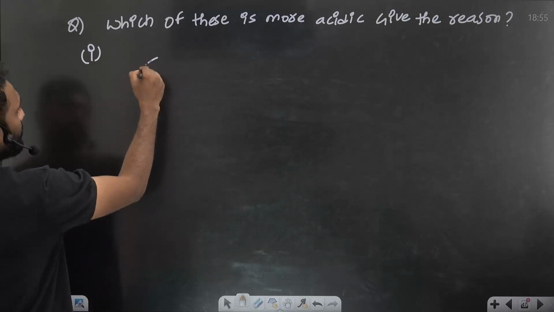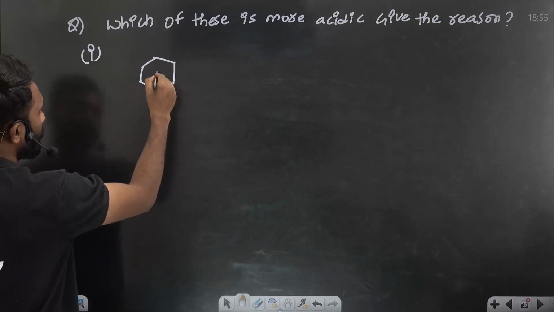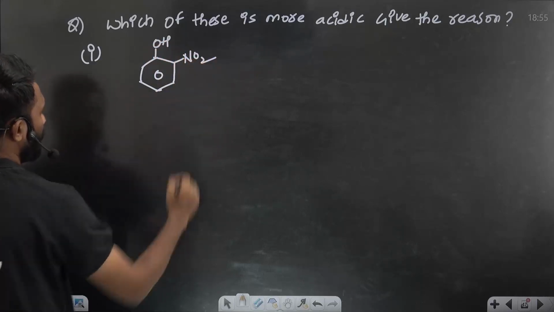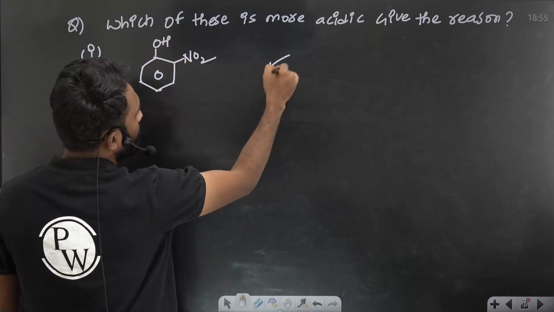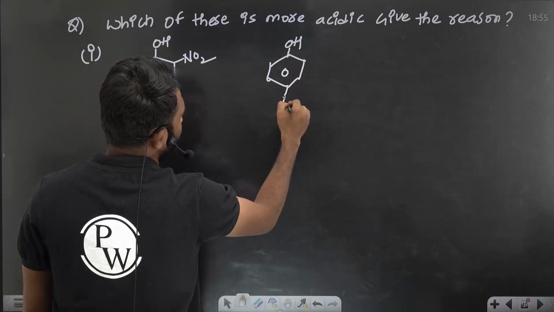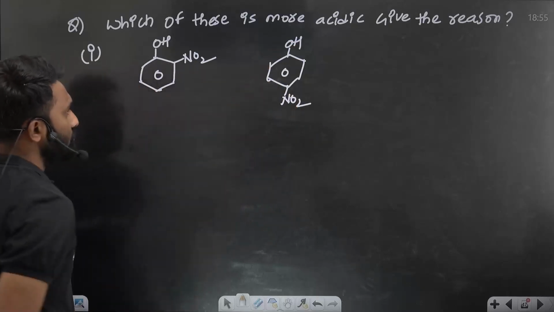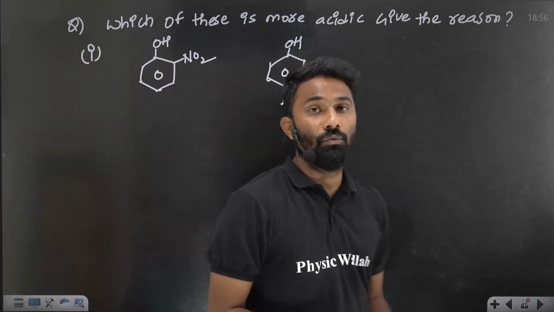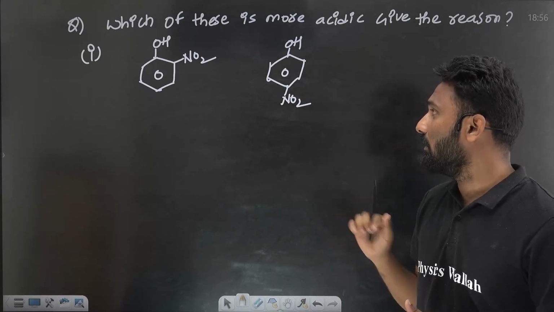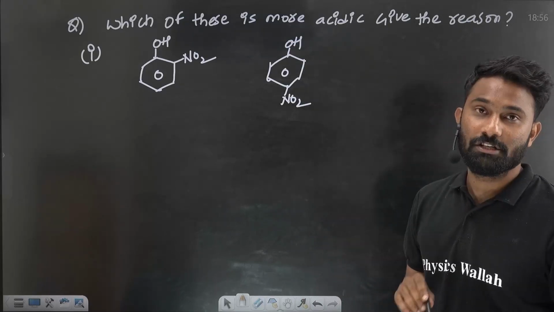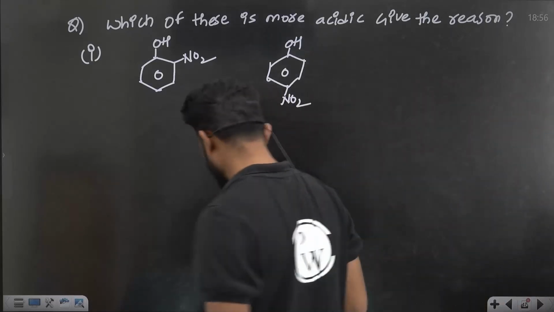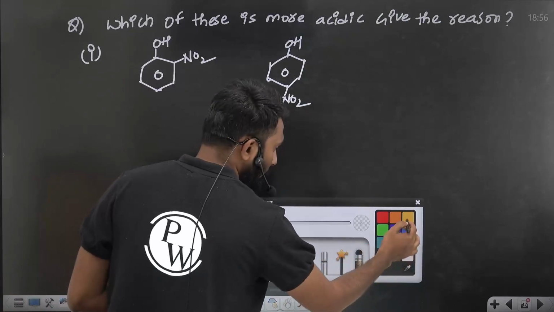One is orthonitrophenol and the other is paranitrophenol. Among these two, which is more acidic? Orthonitrophenol and paranitrophenol, which is more acidic, and give the reason. Clear? Now when they ask questions like this, what do you have to say?